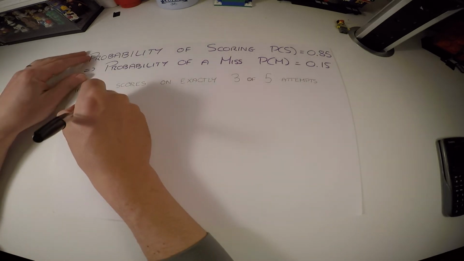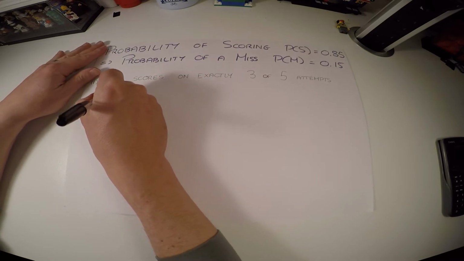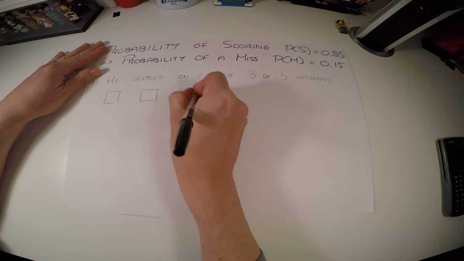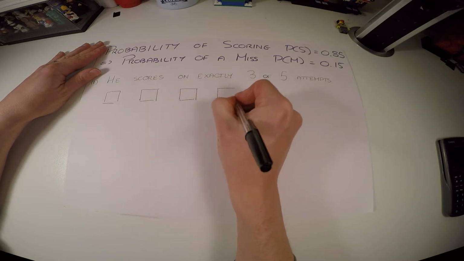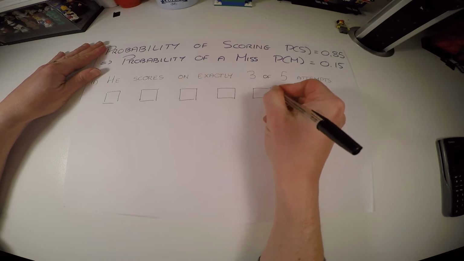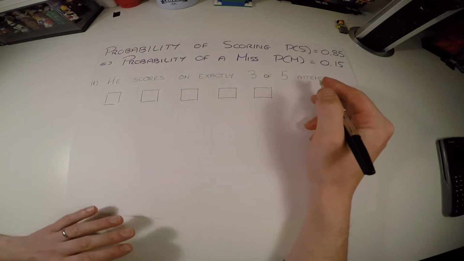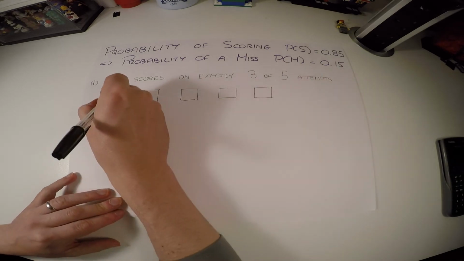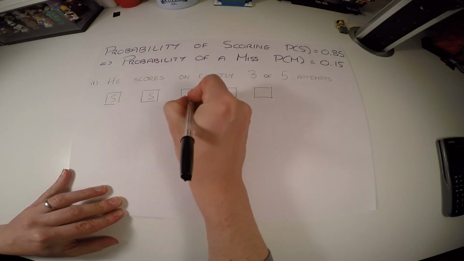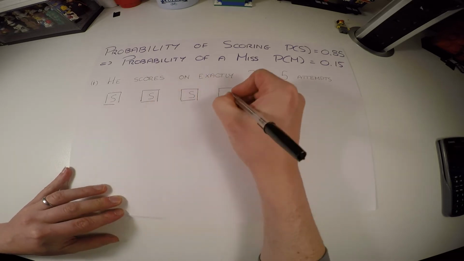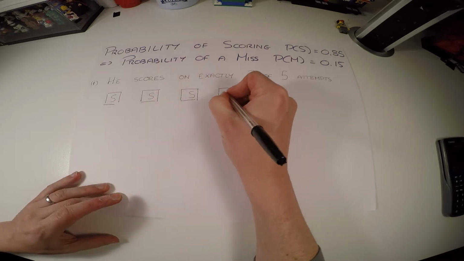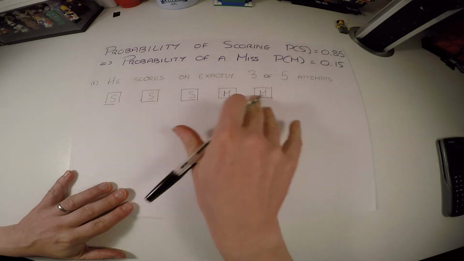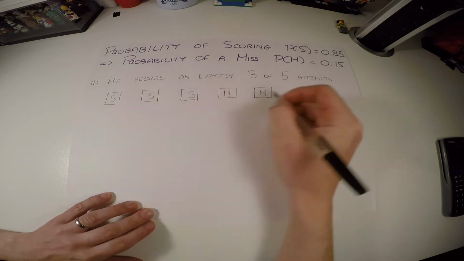Now, if we think about the 5 attempts he takes, we can draw a box for each attempt. I always use this method, even for very complex probability problems. So let's write down one scenario where he scores exactly 3 times. Let's just say he scores the first, the second, and the third. Then, if he only scores 3 times, he must miss in the 4th and 5th attempts.